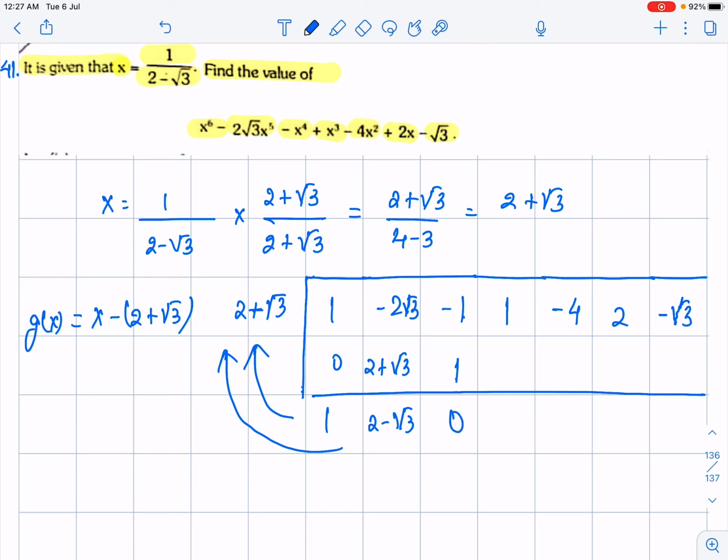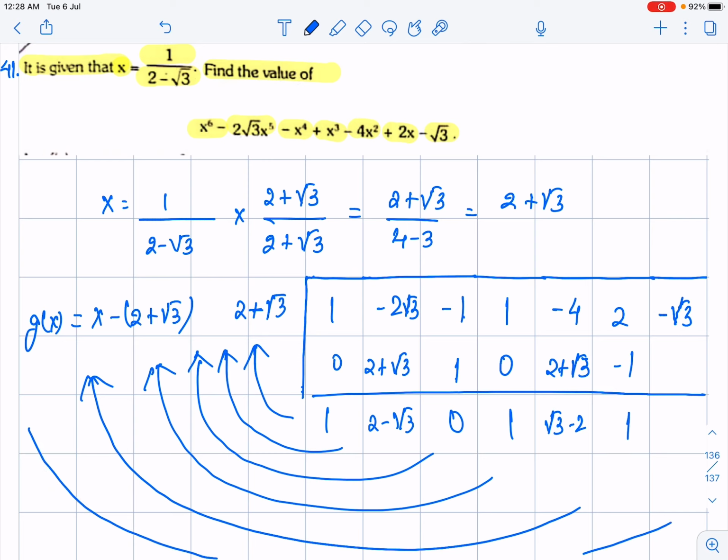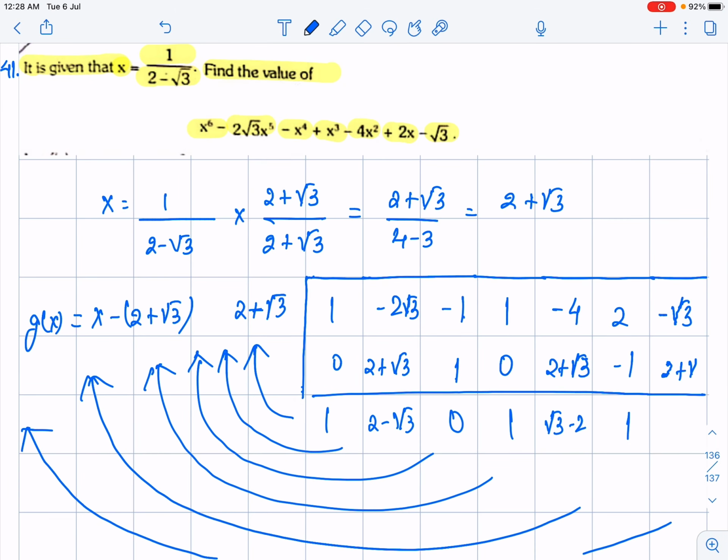So minus 1 plus 1 will become what? 0. Minus 0 multiplied by this thing will become 0. 1 plus 0 is 1. 1 multiplied by this thing will become 2 plus root 3. Now 2 plus root 3 minus 4 will become root 3 minus 2. Now root 3 minus 2 multiplied by 2 plus root 3 will become 3 minus 4, that is minus 1. Then 2 minus 1 will become 1. Then 1 multiplied by 2 plus root 3 will become 2 plus root 3. Then 2 will be remaining over here. This will be our remainder.